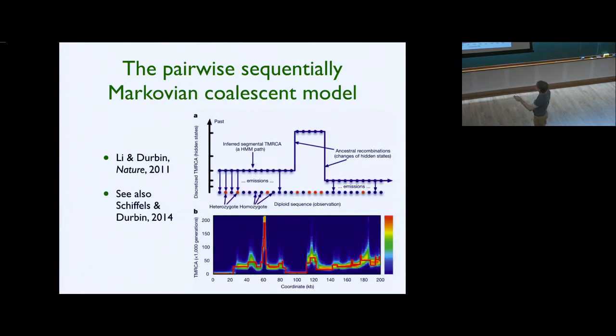So the process describing this, we know what underlies it, is a process like this, right? The time to the most recent common ancestor would go like this, and then here there was a recombination point, and suddenly you switch to a deeper ancestry. And when there's a deeper ancestry, you should have more heterozygous sites. And then there's another crossover point, and you go forward again.